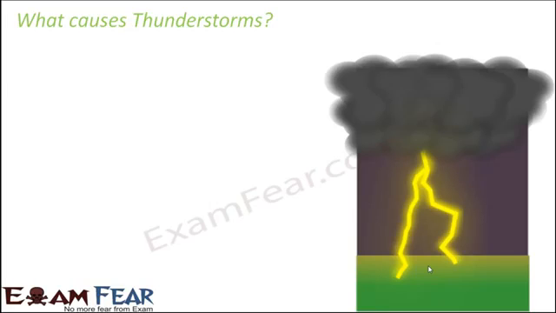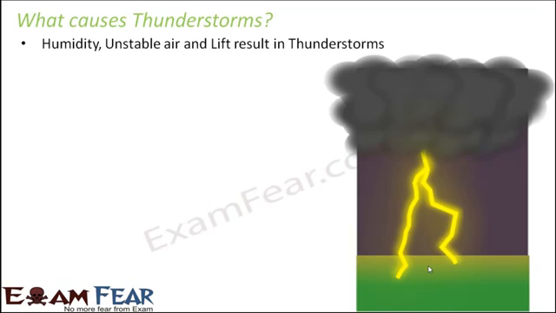So let us look at the key factors which result in thunderstorms, because we know how wind happens, which we already got to know happens due to uneven heating of the earth. Now what causes these thunderstorms? There are three important factors which lead to thunderstorms, and they are humidity, unstable air and lift.